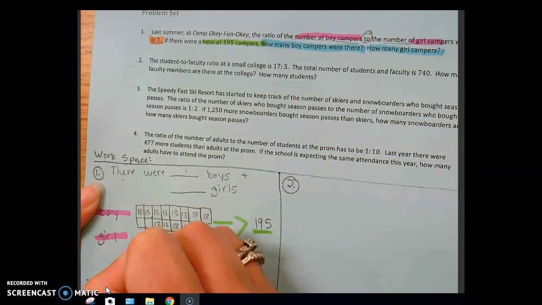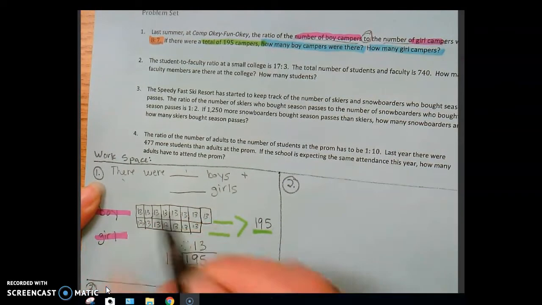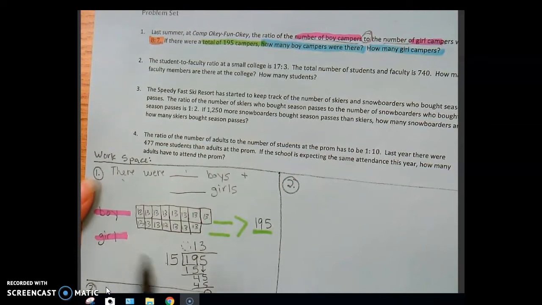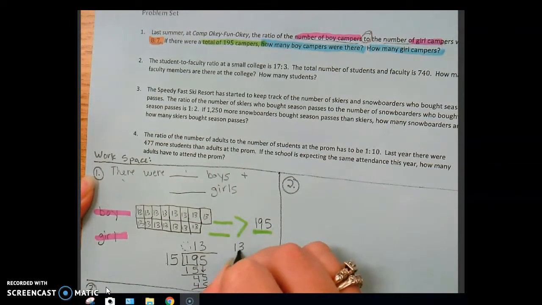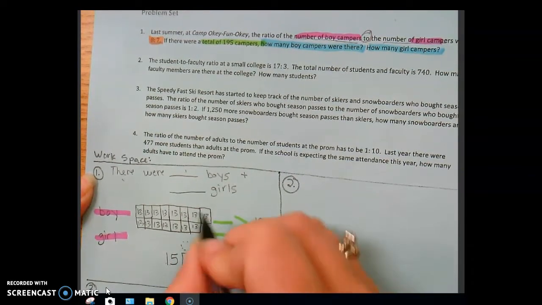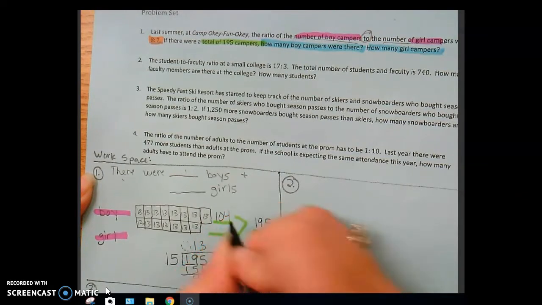Am I done with my problem? No, because I still don't know how many boys and how many girls there are. I can figure it out now because I know I have 8 groups of 13. So again, I'm going to do this math right over here. 8 times 3 is 24. 8 times 1 is 8, plus 2 more is 10. So that gives me 104 boys.